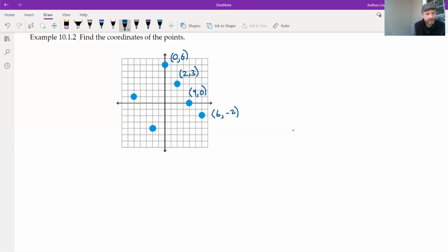And working our way around here, 1, 2, but in the negative direction. And then down, so negative 1, 2, 3, 4. Negative 2, negative 4. And how about this last point here? Negative 1, 2, 3, 4, 5. So negative 5, and then up 1. Okay, so there we go. There's our points.